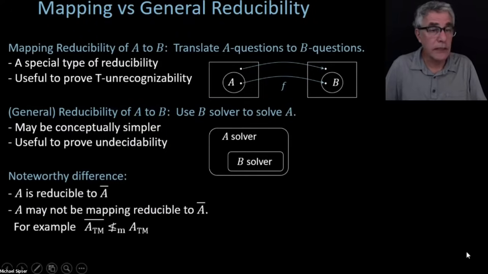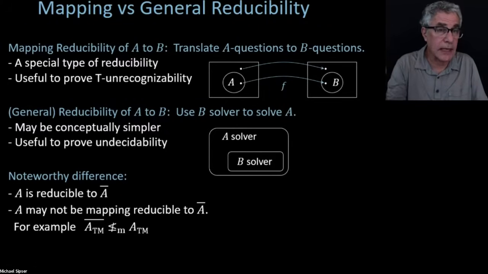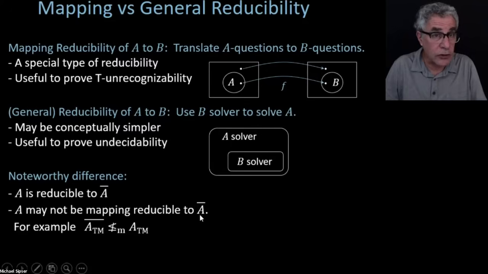So one noteworthy difference here, as sort of foreshadowed by the person who made this question, which is a good question, is that A is reducible using a general reduction to A complement, which kind of makes sense. I mean, if I can test whether things are in A complement, well, I can test whether things are in A. I just invert the answer. But A may not be mapping reducible to A complement, because there it's a very special kind of reduction. You have to translate things in the language to things in the language, and things out of the language to things out of the language, and they don't necessarily allow you to do that inversion.